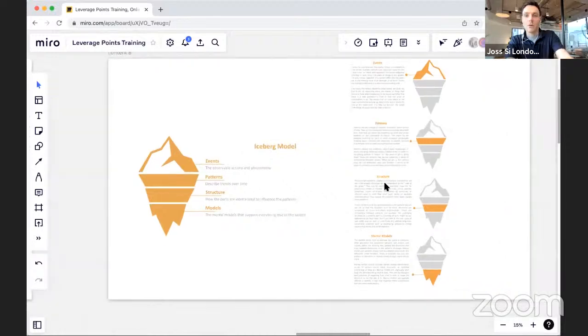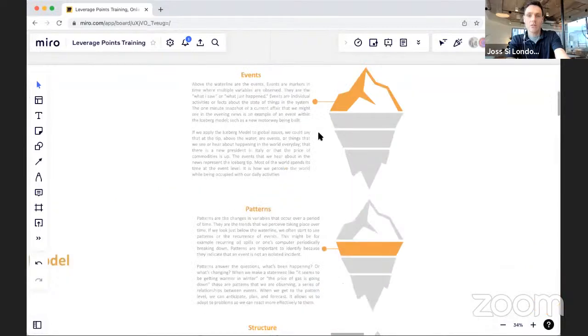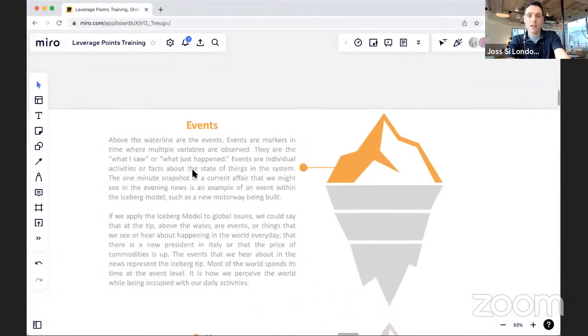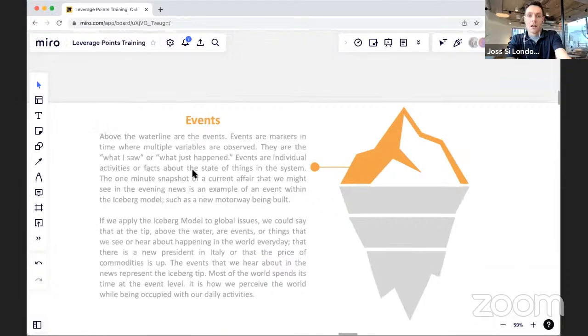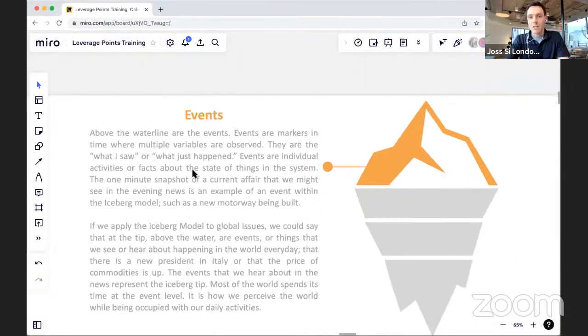So here we are. Let's take a closer look at each one of these levels. So the event level, what is that exactly? Above the waterline are the events. Events are the marks in time where multiple variables are observed. They are what I saw and what just happened. Events are individual activities or facts about the state of things in the system. The 1-minute snapshot of current affairs that you might see in the evening is an example of an event within the iceberg, such as a new motorway being built.